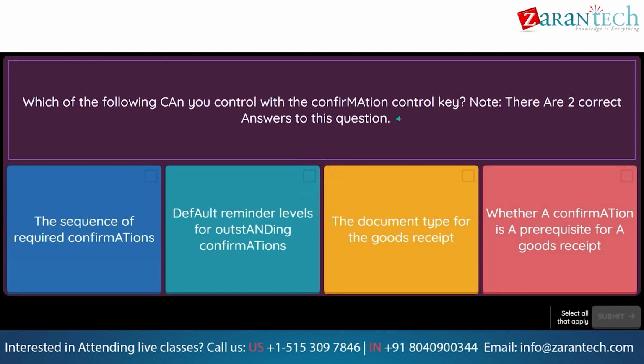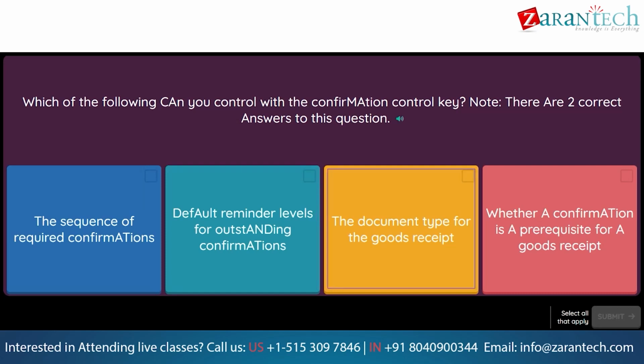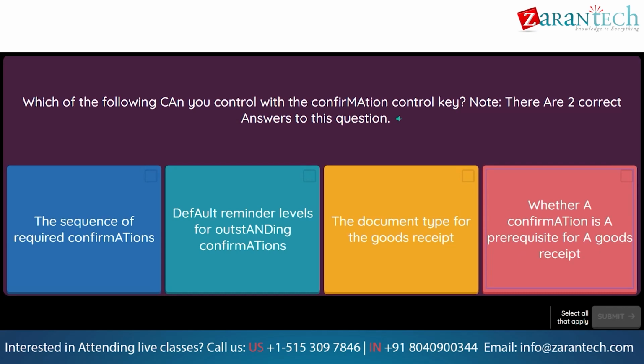Question: which of the following can you control with the confirmation control key? Note, there are 2 correct answers to this question. Option 1: the sequence of required confirmations. Option 2: default reminder levels for outstanding confirmations. Option 3: the document type for the goods receipt. Option 4: whether a confirmation is a prerequisite for a goods receipt.